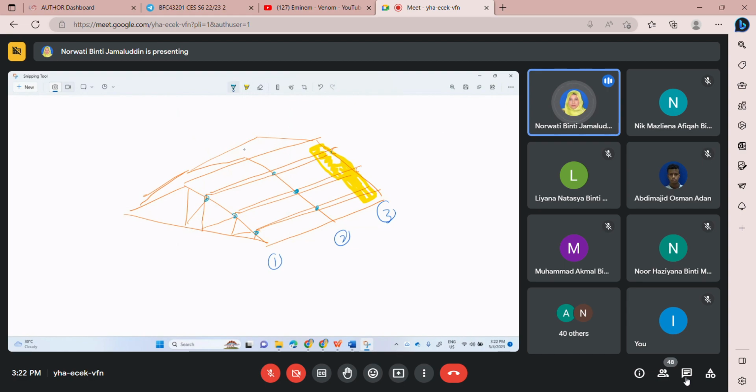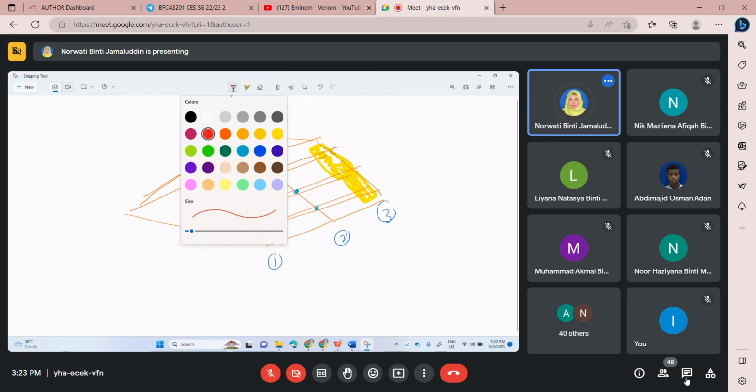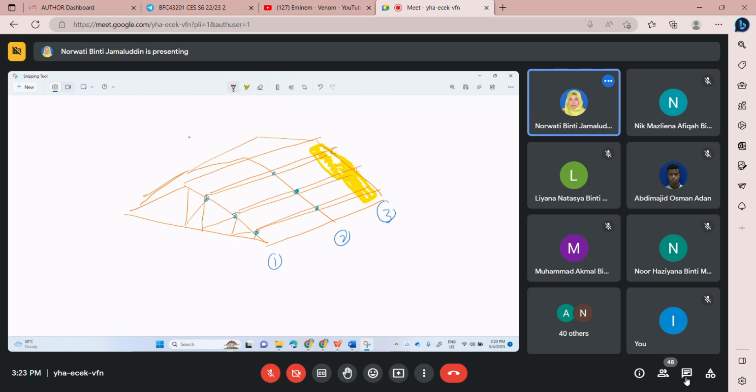So this knot will support loading from half of this span transferred to this knot, another half transferred to this knot. Means that this one knot point here will support this area, the loading area.